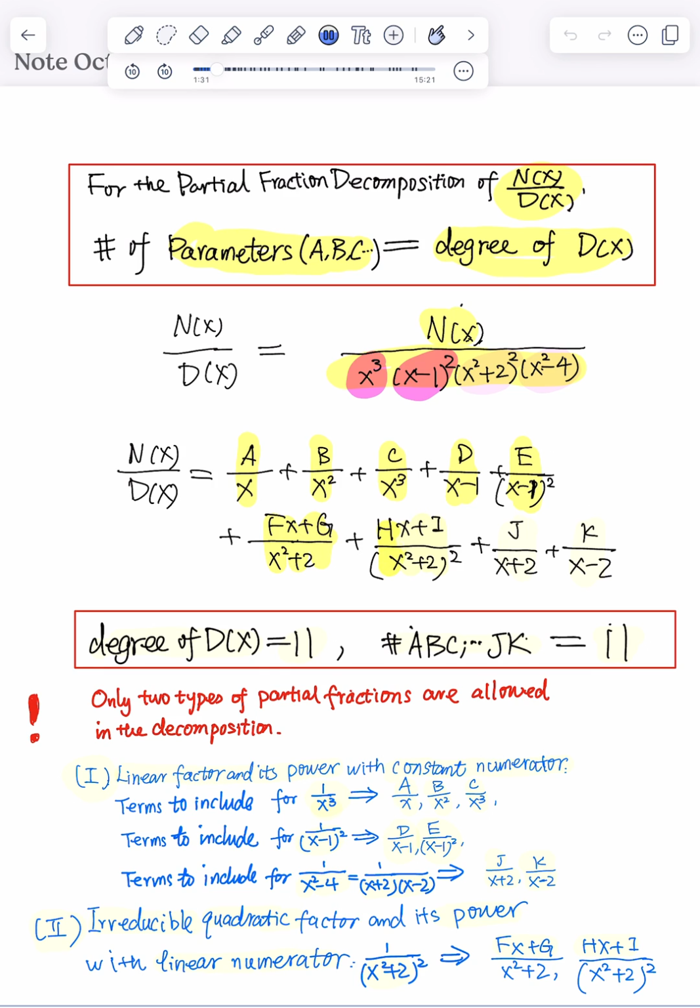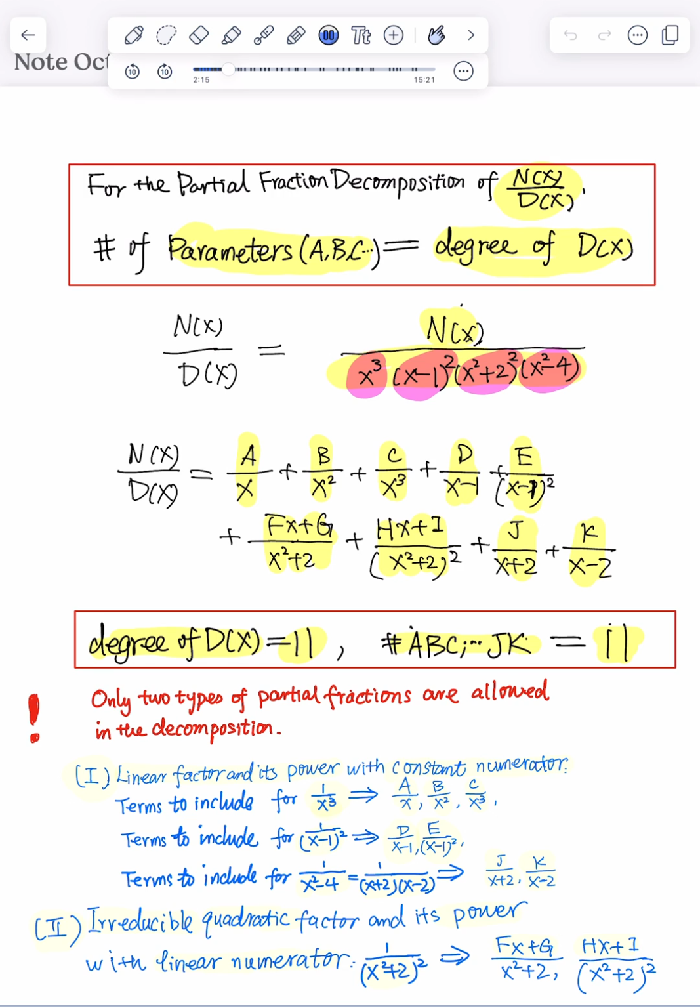Then we have those two terms with a linear polynomial on the top. That corresponds to this factor in the denominator. Finally, we have these two terms that correspond to this x squared minus 4 term in the denominator. If you count all those parameters, a, b, c, d, e, f, g, h, i, j, k, the total number of parameters is 11. It is the same as the degree of the denominator, which is also 11.